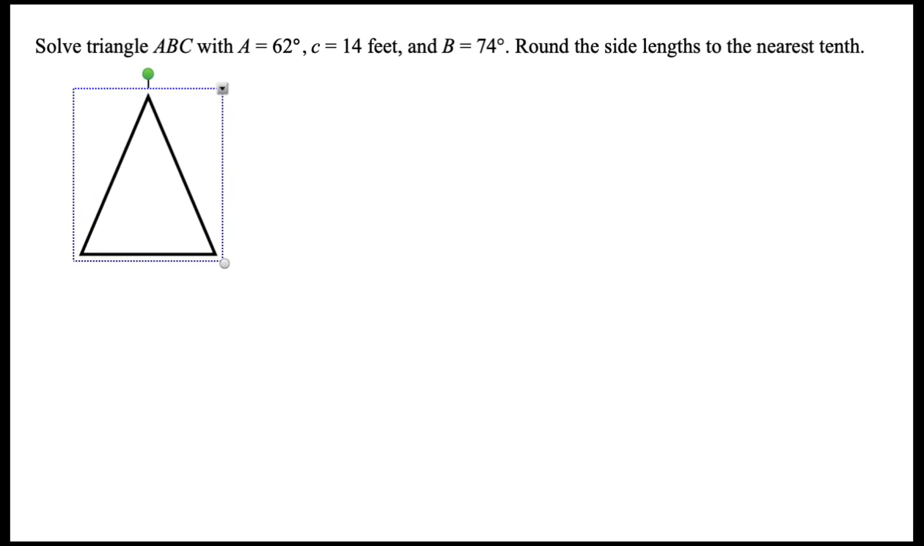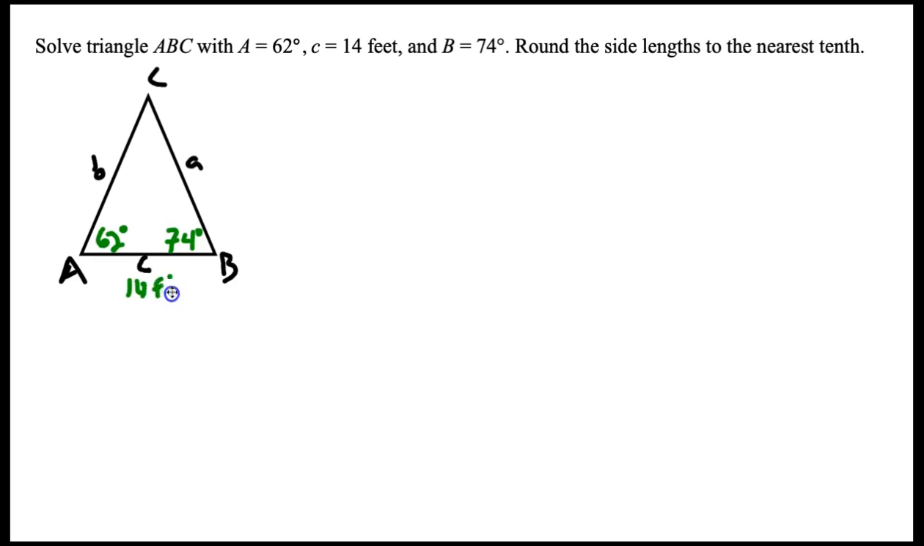Put it over here a little bit, and then label our pieces. So let's say we've got angle A, angle B, and angle C, and then this is side A, side B, and side C. The information that we already know is that angle A is 62 degrees, angle B is 74 degrees, and side C is 14 feet.